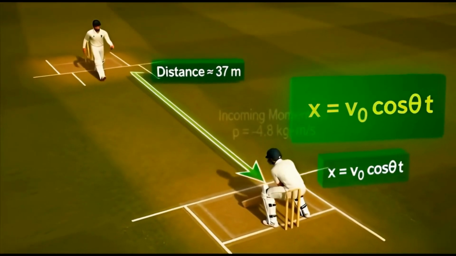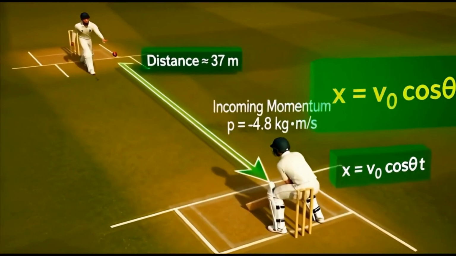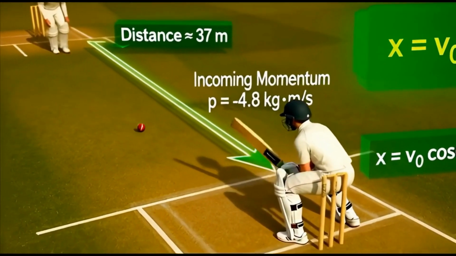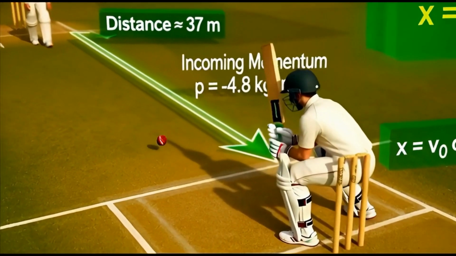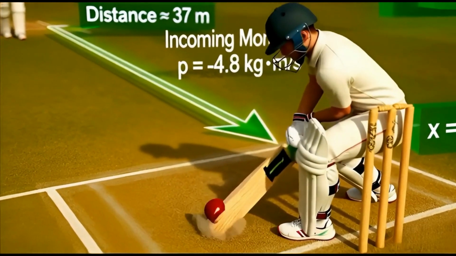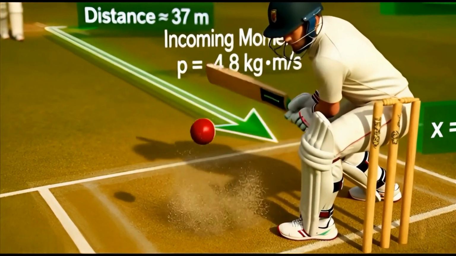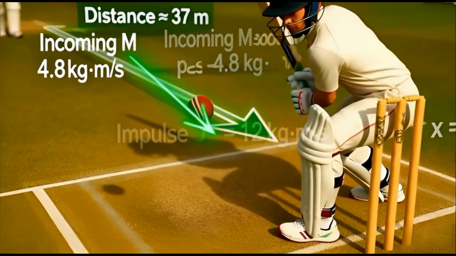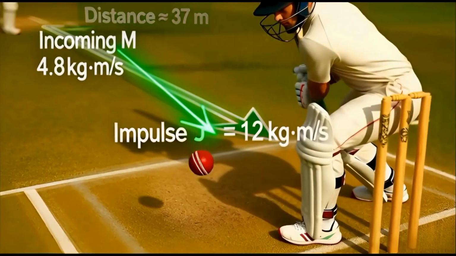While gravity influences the vertical motion of the ball, its horizontal motion remains nearly constant. This steady horizontal velocity carries the ball rapidly toward the batsman. The horizontal distance traveled during this time can be calculated using the horizontal component of the ball's initial velocity. Within just over a second, the ball reaches the batsman at remarkable speed.